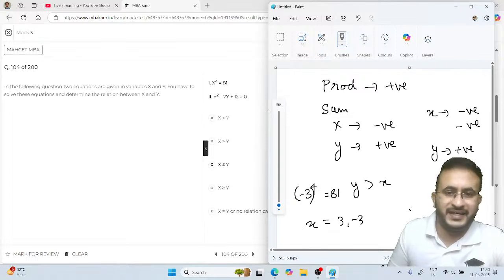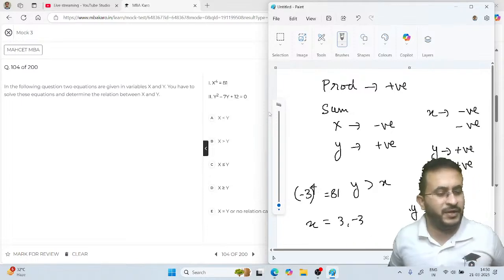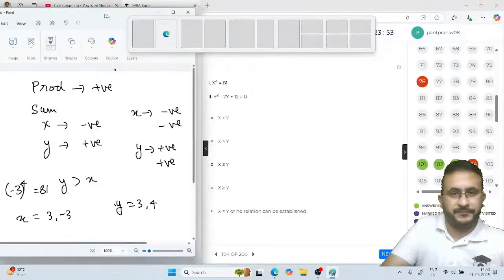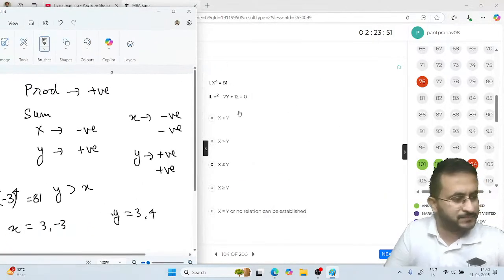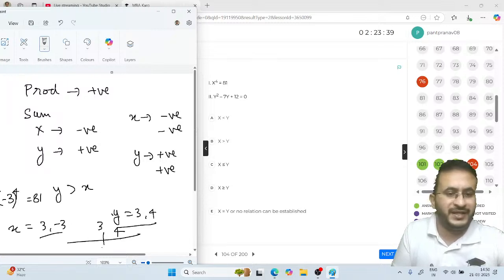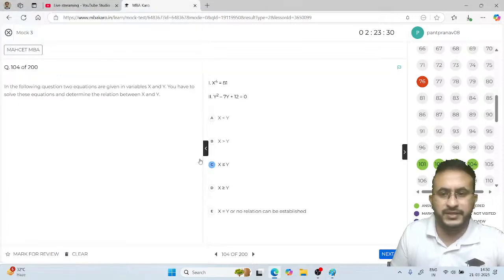Okay, and second case, y is equal to 3, 4. So basic quadratic equation, y minus 3, y minus 4. Okay, I think this is not visible here. So I'll make it this side. Yes, so x's value is 3, minus 3, y is 3 and 4. So y will be always greater than or equal to x. Okay, because if you put it on the line, right, y is 3 and 4 and x is 3 and minus 3. So y is greater than or equal to x.